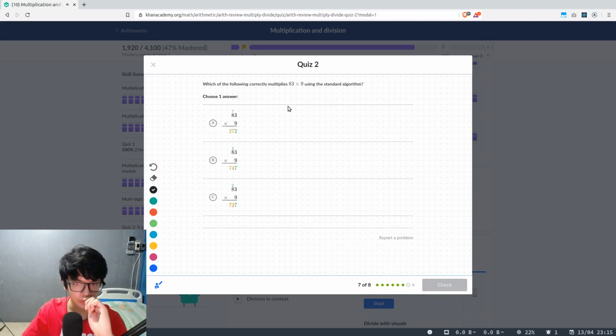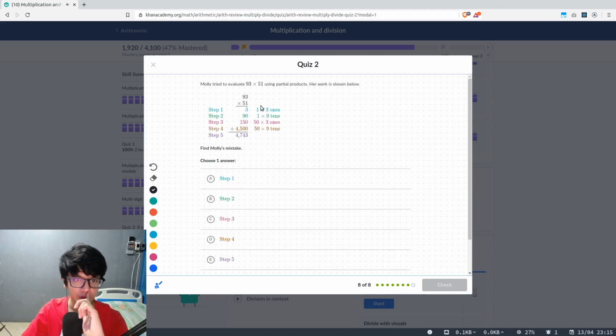Reason found correctly multiplies 83 times 9 using the standard operator. 8 times 7. Okay, so each of these. 7. 74. 72. Yeah, it's this one definitely. B.